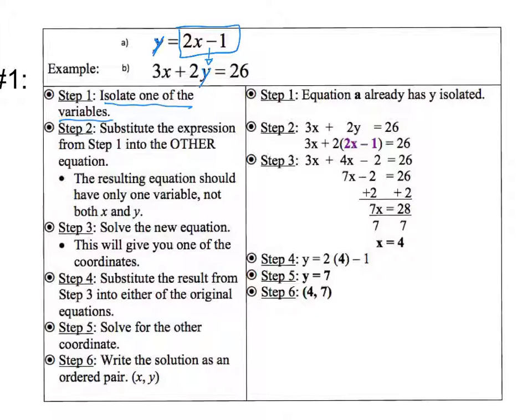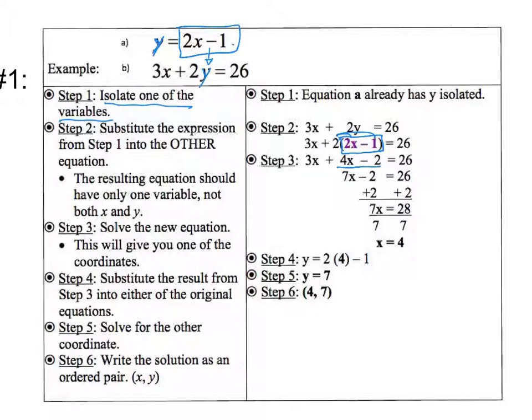That's what they've done. We have 3x plus 2y is 26. In place of y, we have put this 2x minus 1, and then we're going to distribute. If we distribute 2x times 2, we get a 4x. 2x times negative 1 is negative 2. That's how they came up with this.